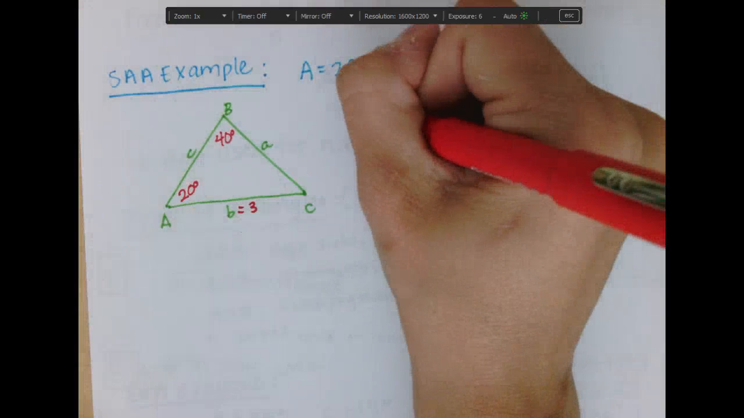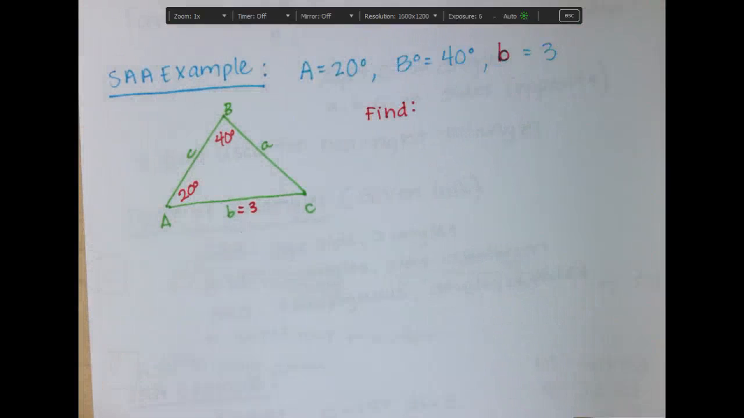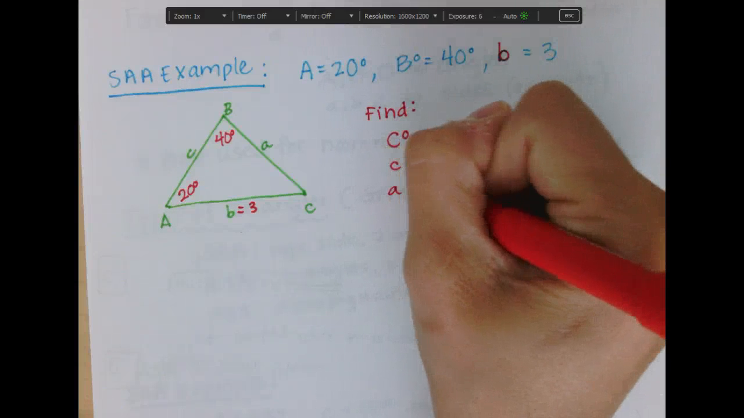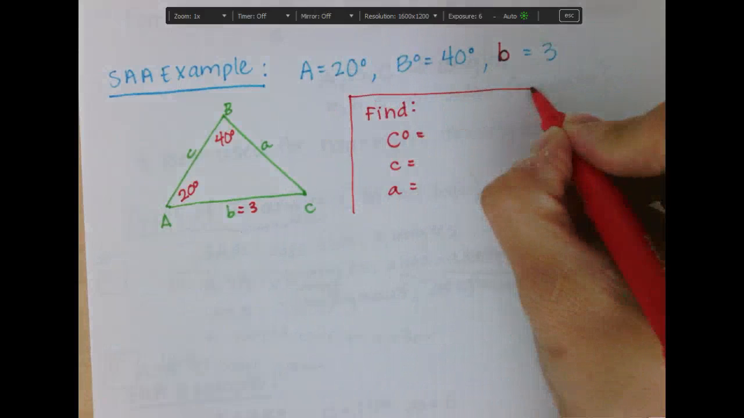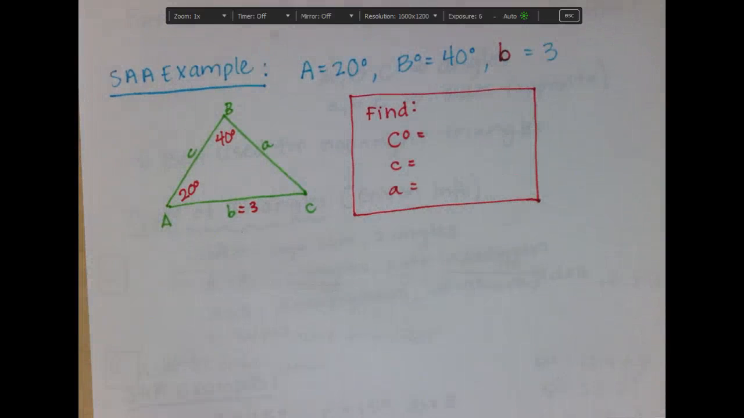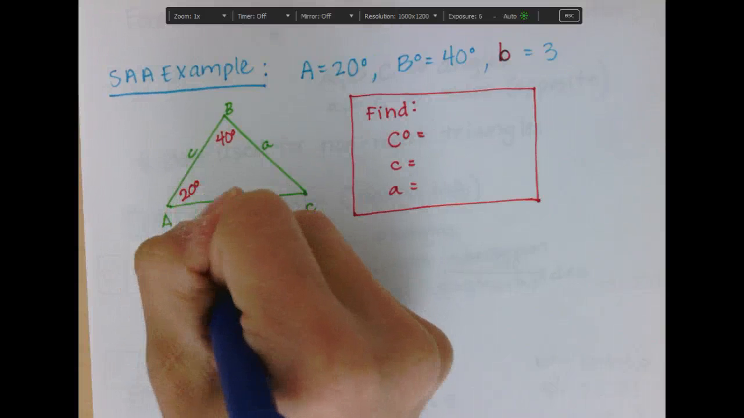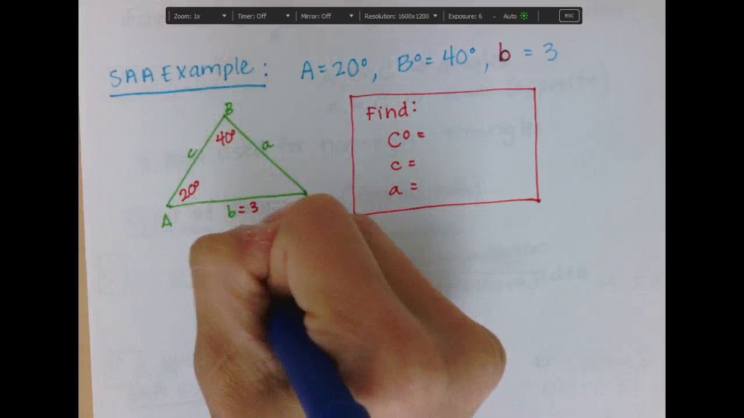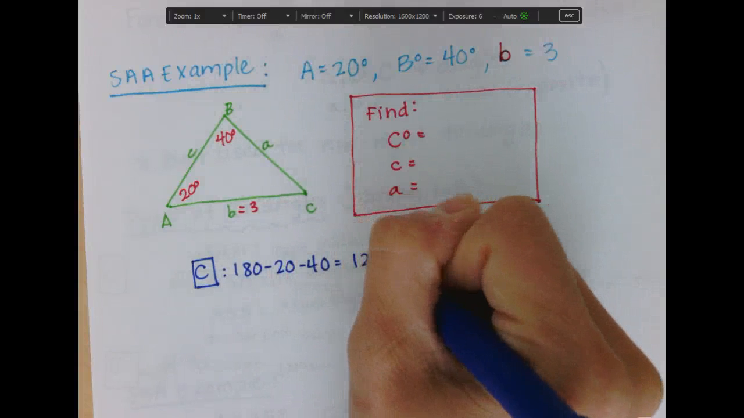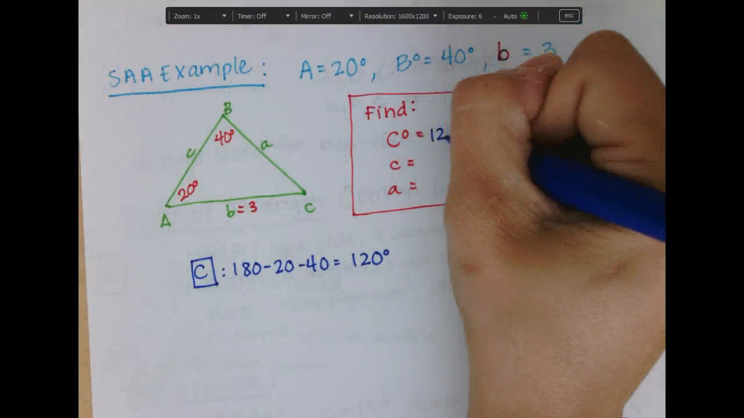So let's figure out what it is we need to find in order to complete this triangle. We need an angle C, we need a side C, and we need a side A. So we're given three components of the triangle and we need to solve for the remaining 3. So you always want to start off with, are there angles that you can find without using the law of sines? And in this case you can find angle C by doing 180 minus 20 minus 40, which gives you 120 degrees for angle C.